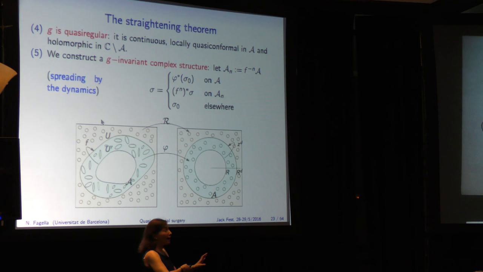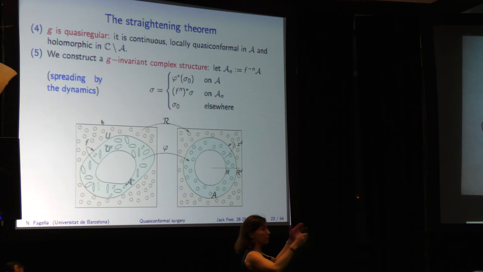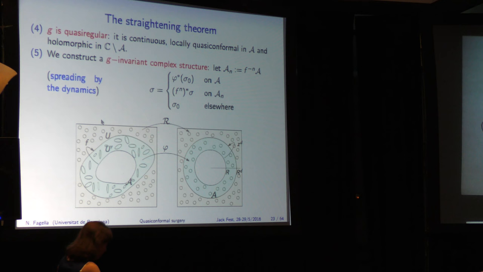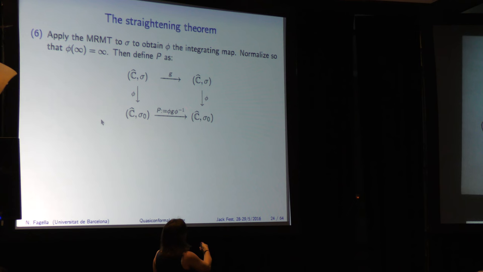So in the filled Julia set, for example, I will always have circles, but at the moment that I cross the boundary, I have ellipses. Okay? So this is discontinuous, but it's measurable. Because I spread by the dynamics, I don't have to worry about the dilatation, because the pullbacks are all done by holomorphic maps. So the dilatation remains bounded, the sigma is invariant, so everything is good. It means that I can apply the measurable Riemann mapping theorem and obtain a map.